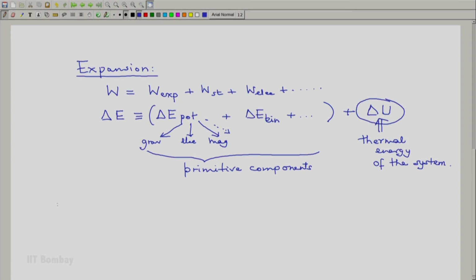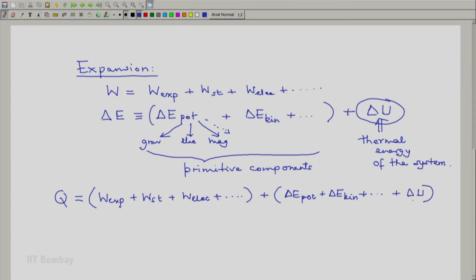And now coming back to the first law, if you consider Q equals W plus delta E as our format, then the expanded form will turn out to be Q equals various components of work summed together plus various components of delta E summed together, including the thermal component. So this is the expansion of W, this is the expansion of delta E.